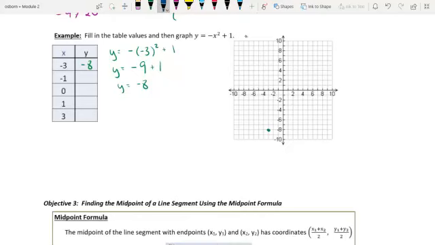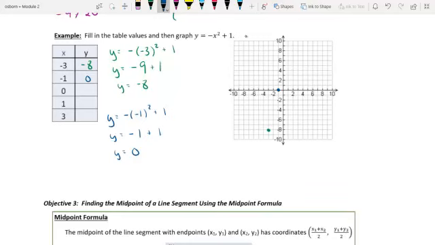The next one I'm doing is I'm going to plug in negative 1. So y is equal to negative parentheses negative 1 squared plus 1. Negative 1 times negative 1 gives me a positive 1, so I have negative 1 plus 1, which gives me 0. So at negative 1, I've got a value of 0, so that's right there.